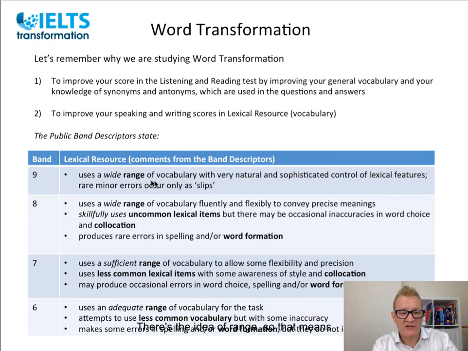There's the idea of range, so it means lots of different types of words. So a wide range of vocabulary, sufficient range, and adequate range, which means enough to talk about the task. Then we've got how common are the words? Are they common or uncommon? Less common, as you can see. Then we've got the idea of collocation, so words that go together. Co means together, location means place.